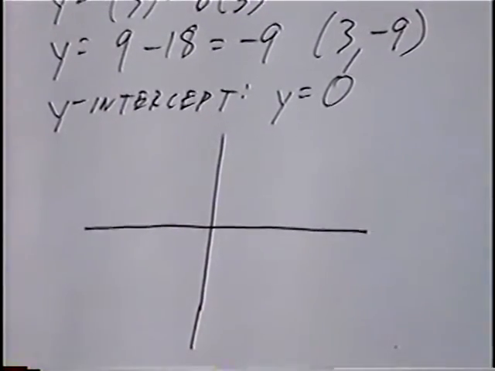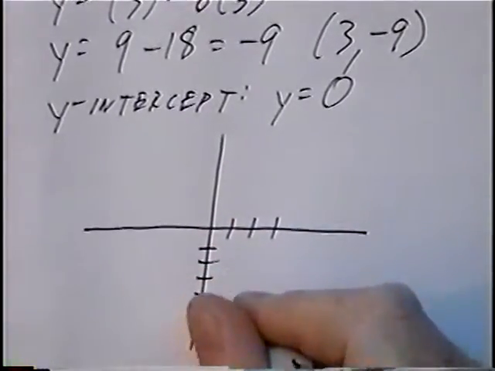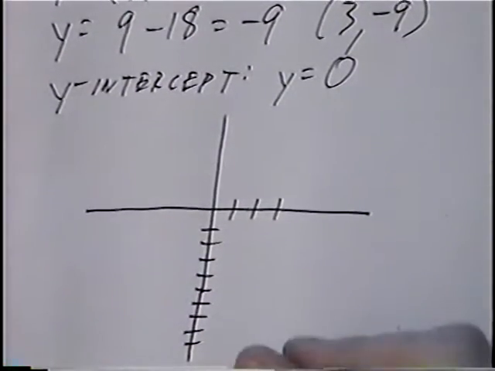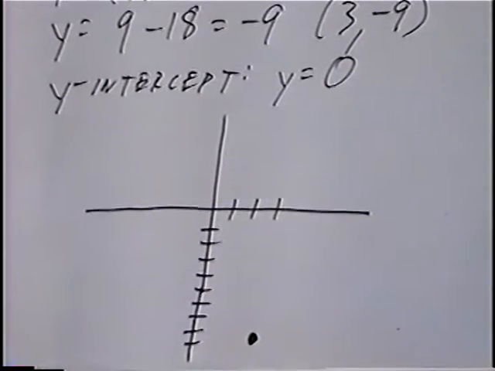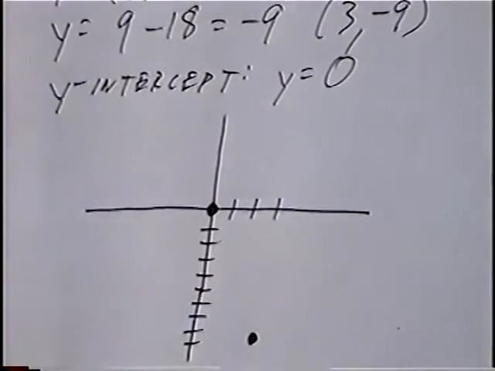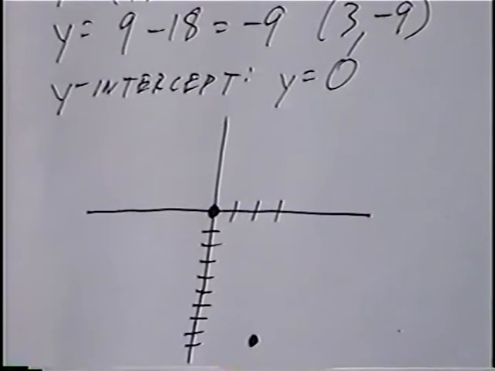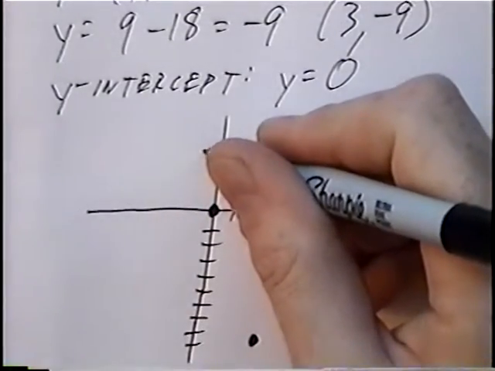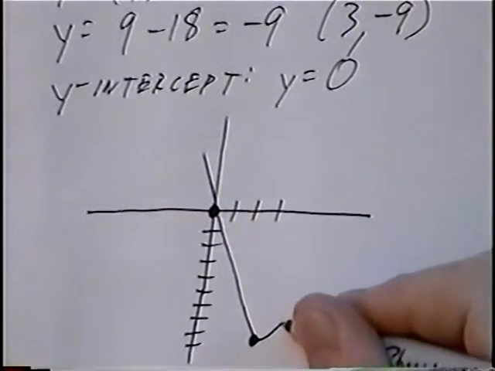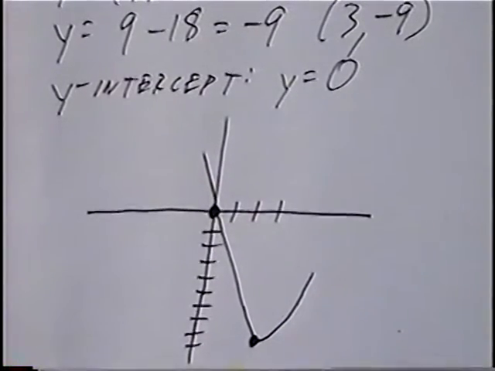The vertex is at 3, negative 9. The y-intercept is at 0. And the direction this parabola opens up, since we had a positive x squared. So sketching the parabola, we can go through the y-intercept, through the vertex, and the graph will turn back around. We're not sure exactly where it crosses yet, so we'll stop the graph right there for right now.